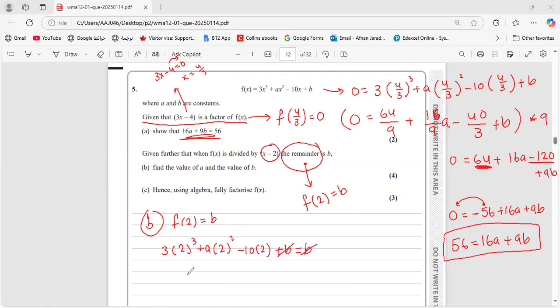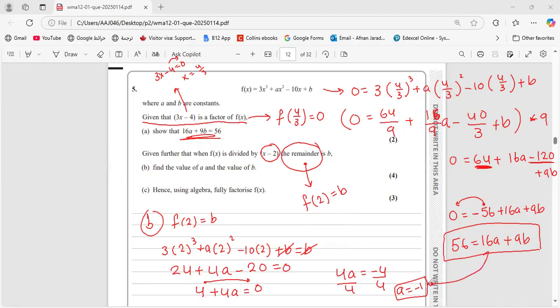So b minus b is 0. This one will be 24 plus 4a minus 20 equals 0. So 24 minus 20 is 4, plus 4a equals 0. Take this to the side: 4a equals negative 4, divided by 4, so a equals negative 1. The question is about finding the value of a and b. If a equals negative 1, you can substitute it here to find b.